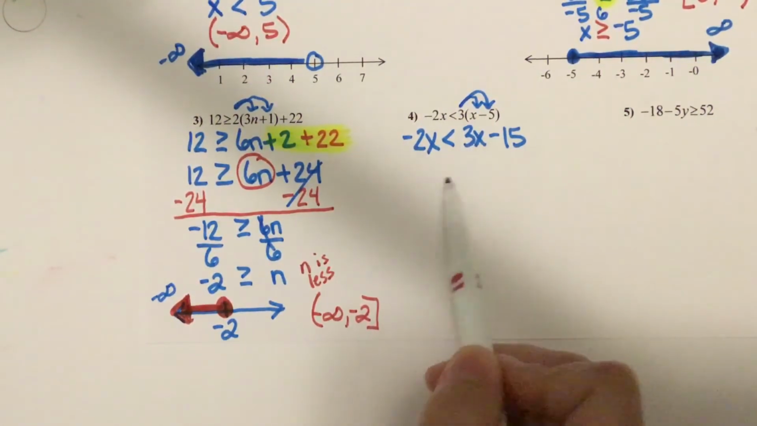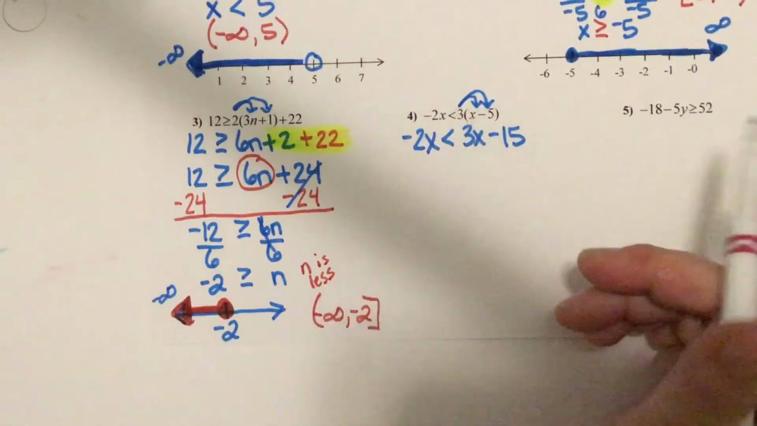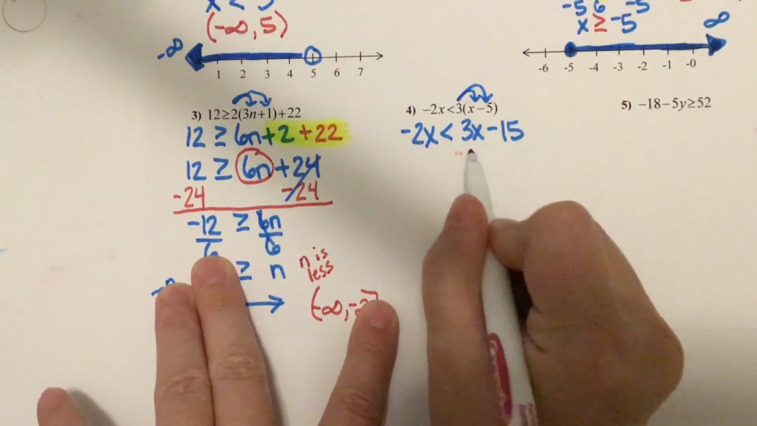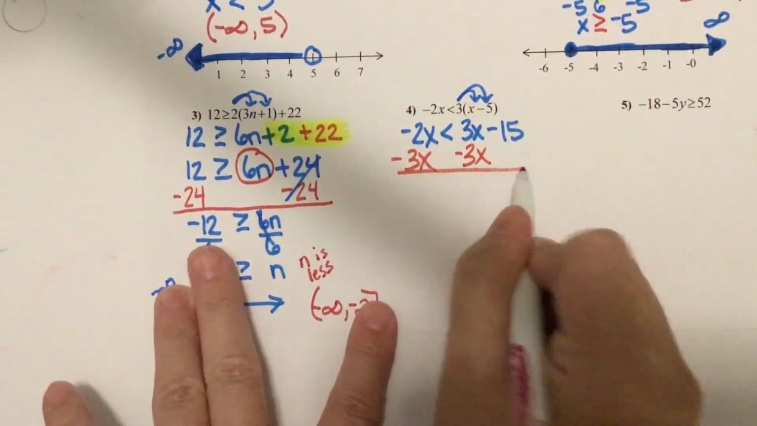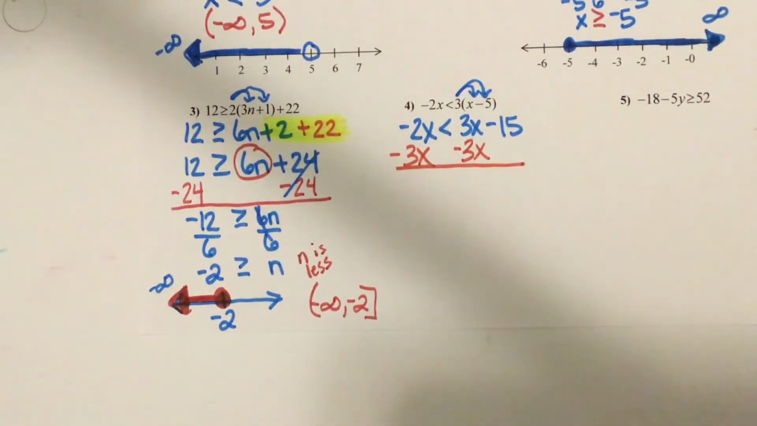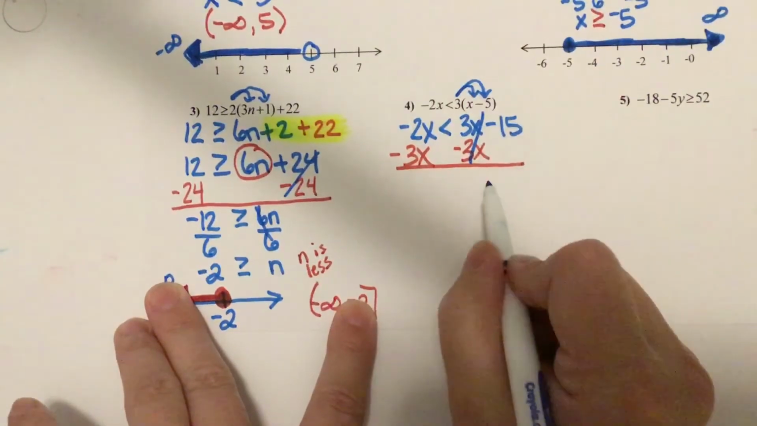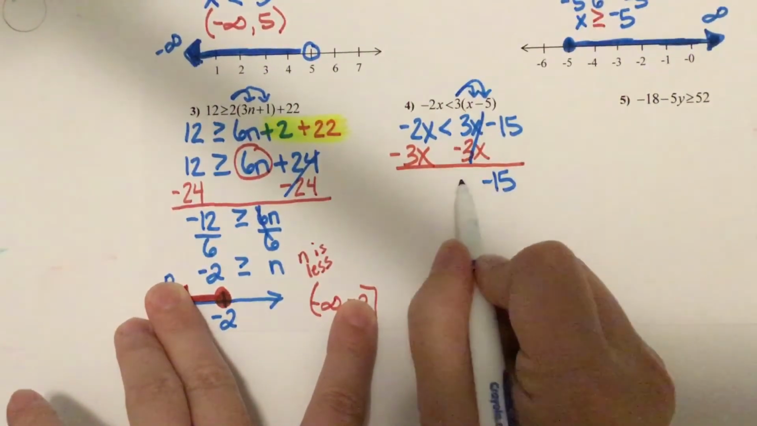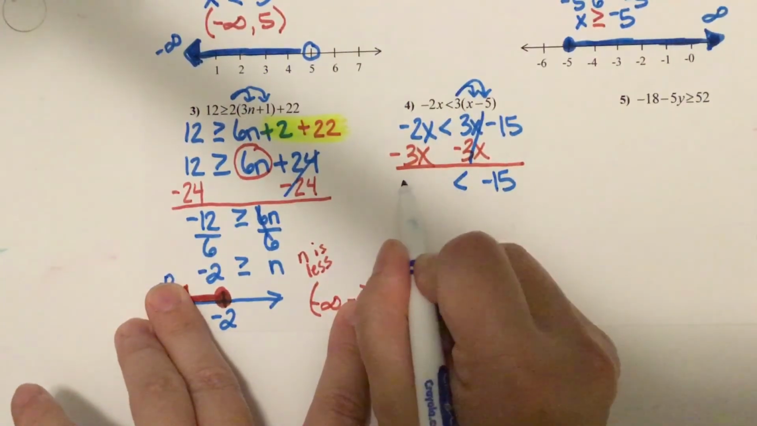I'm going to move the 3x over. So to move him over, I have to 0 it out. So to get rid of a positive 3x, I have to do the opposite and subtract it. Okay, so 3x minus 3x is 0. Shoop. The negative 15 drops. The symbol drops. Negative 2x minus 3x makes a negative 5x.